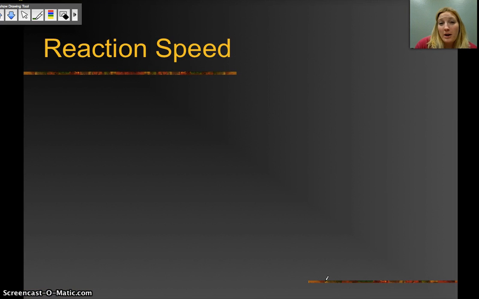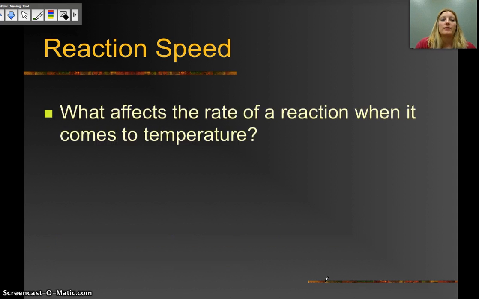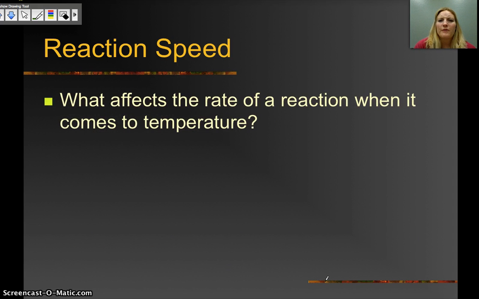As we're talking about reaction speed, I want you to think about what actually affects the rate of reaction when it comes to temperature. Does cold do anything to it? Does warm do anything to it?